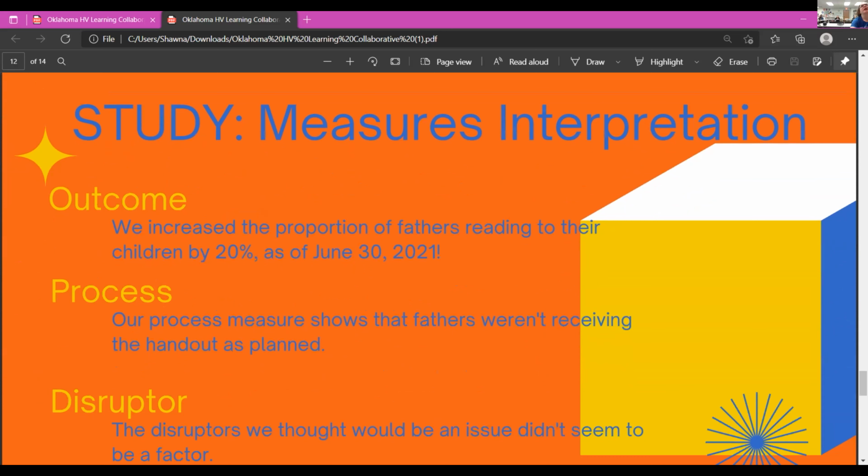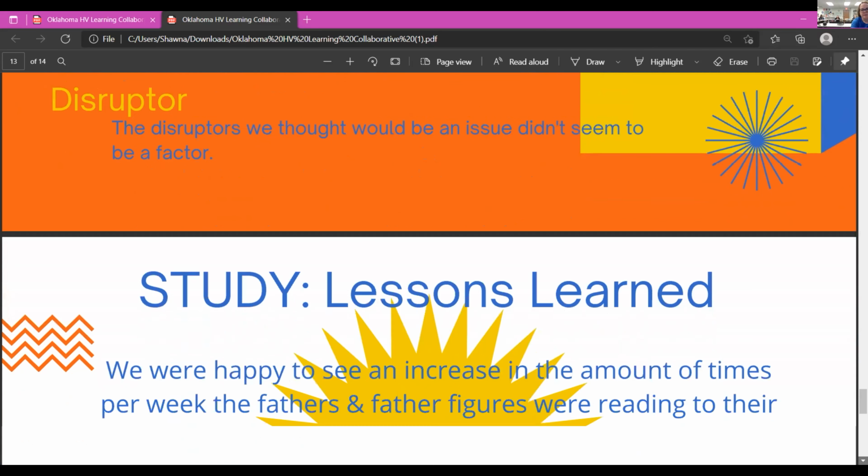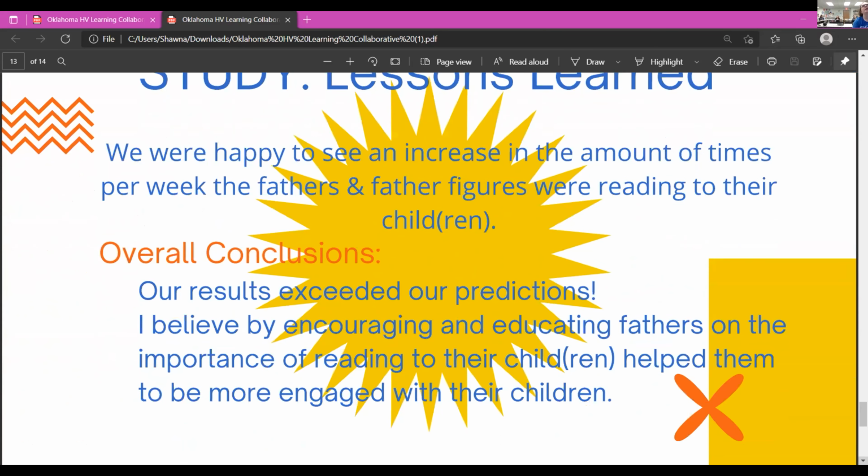So our outcomes, we increased the proportion of fathers reading to their children by 20%. And that was two or more times a week, I believe. The process measure just shows that the fathers weren't receiving the handout as planned. And the disruptors we thought could be an issue didn't seem to factor into why they aren't reading. Lessons learned. We are very happy to see an increase in the amount of times fathers and father figures are reading. So our overall conclusion is that our results exceeded our predictions. So we're happy about that.